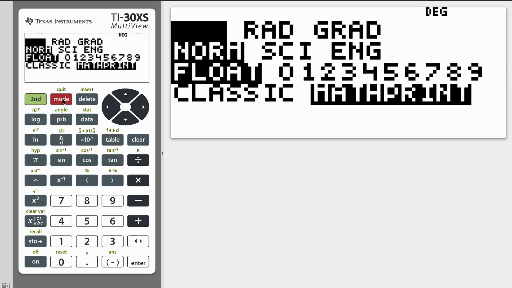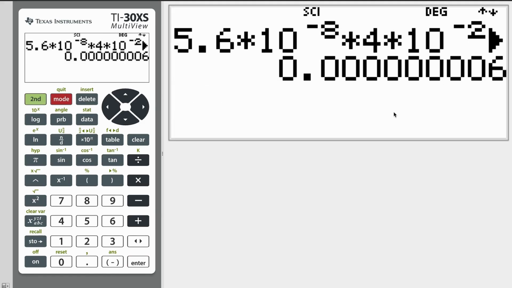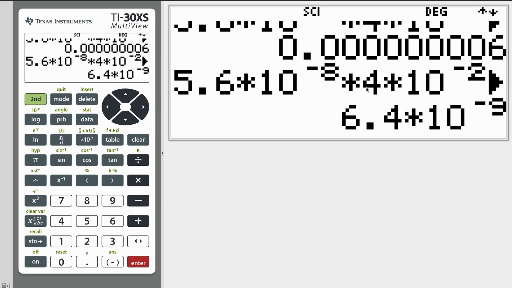The calculator is currently set to normal mode. So if I go down with the arrows to normal and change it to scientific, then press enter, I'll exit, do quit, and perform the calculation again. That is, press enter again, so the result will appear in a different format, which is the scientific notation, 6.4 times 10 to the power of minus 9. And that's exactly the number we got in the calculations and the one you'll find among the choices.